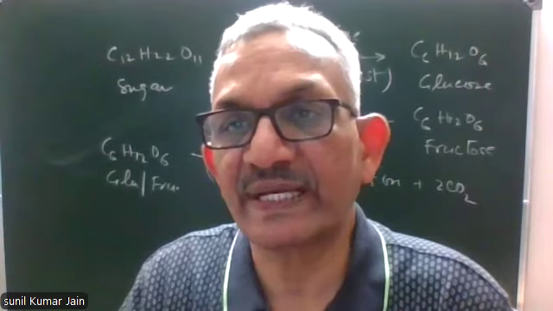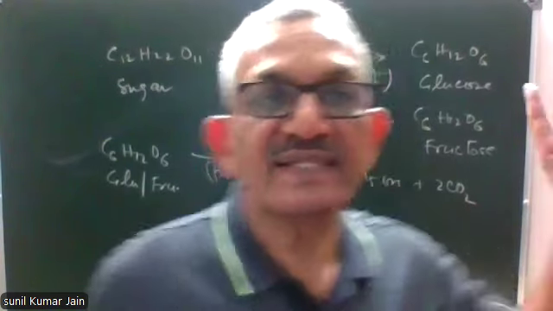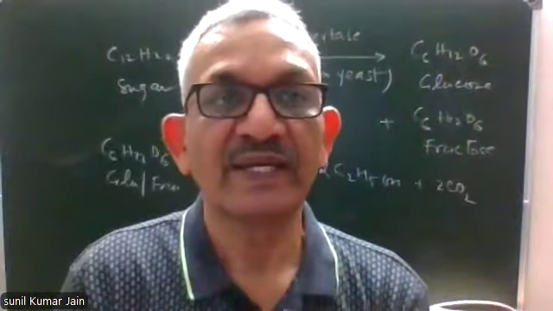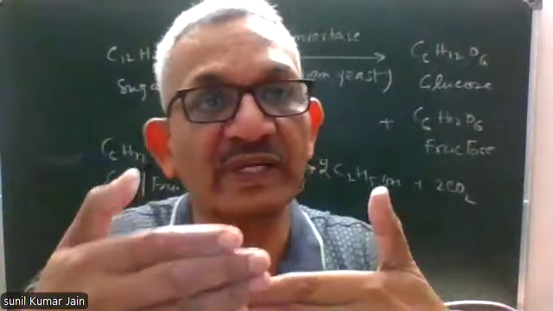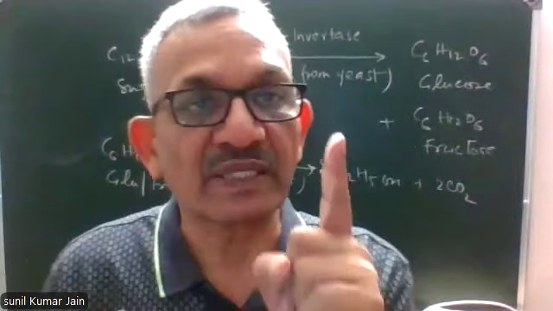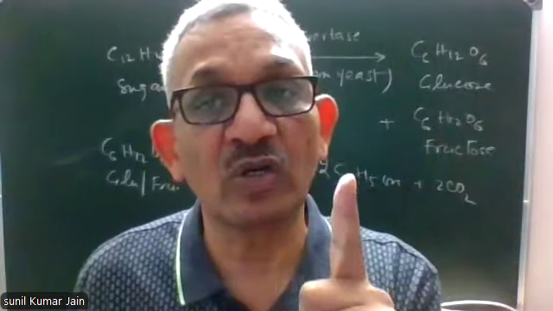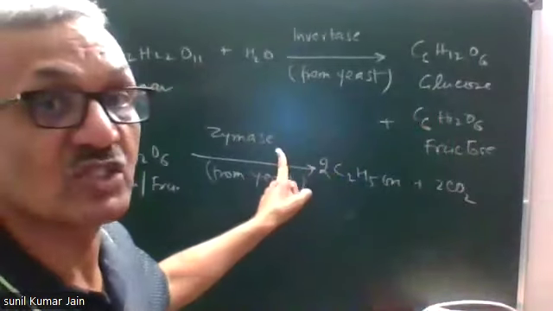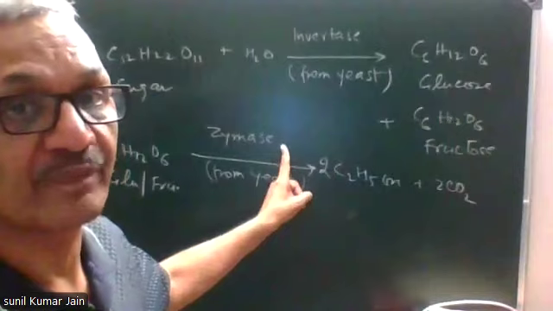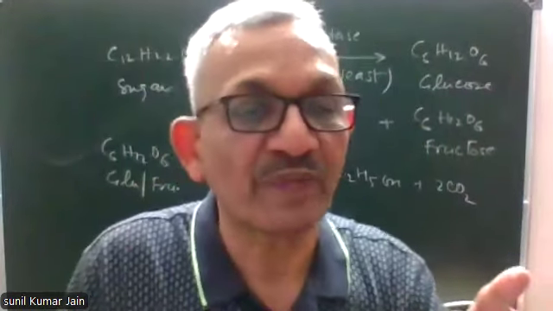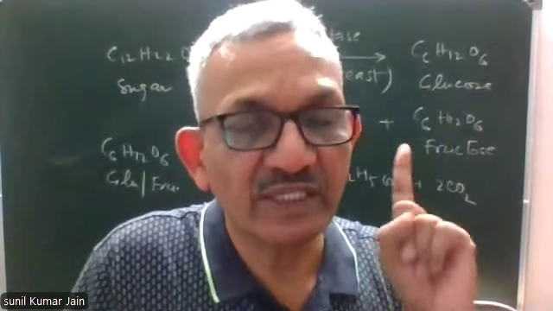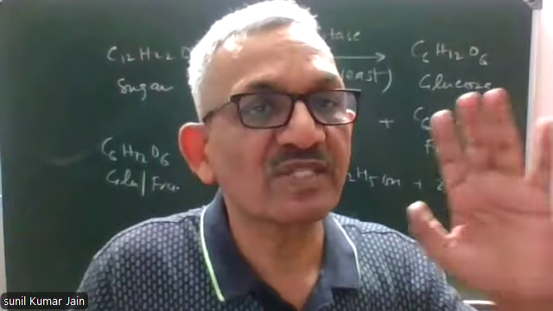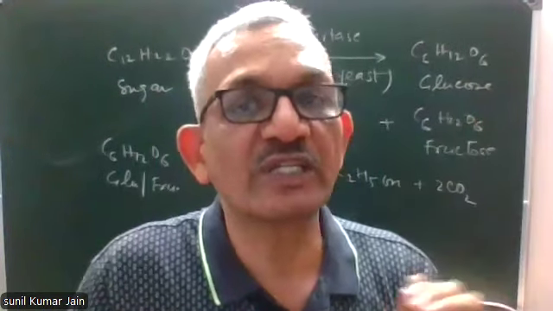Number two, second point. See, as the time passes, more and more amount of ethanol will be produced in the same reaction vessel. It means the percentage of ethanol will keep on increasing in the reaction vessel. But if the percentage of ethanol in the reaction vessel crosses 14%, then zymase will become inactive. It will stop working and the process of fermentation will stop. This is the reason as soon as ethanol is produced, it should be continuously removed from the reaction mixture so that the percentage of ethanol remains below 14%.